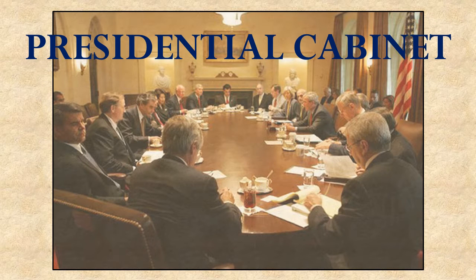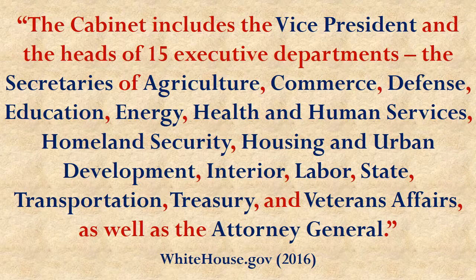The leaders of these departments then form what is called the presidential cabinet. Here's a picture of a presidential cabinet meeting when George W. Bush was president. The individuals seated around this big table are the heads of those departments. The Vice President of the United States is also a member of the President's cabinet, but it's primarily composed of the 15 executive department heads. Those people are called secretaries. So we have a Secretary of Agriculture, a Secretary of Commerce, a Secretary of Defense, etc.